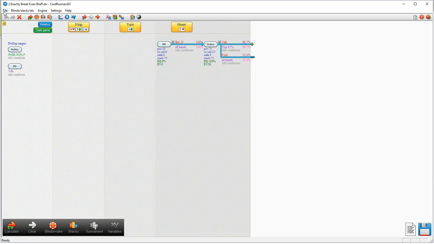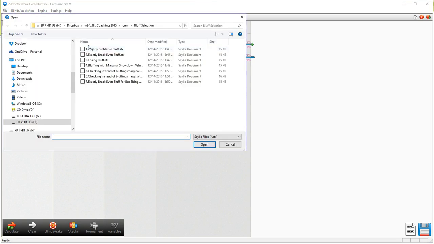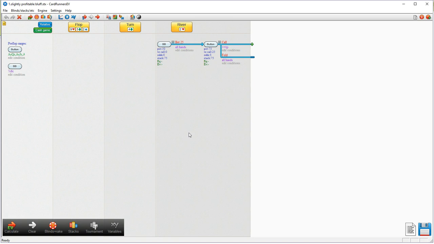Now let's just modify that situation slightly. Let's have a look at a situation where we make a slightly profitable bluff. So everything about this example is going to be exactly the same. Still betting half pot, 25 big blinds into a pot of 50. But the difference is our opponent is actually going to be slightly folding more than 33%.